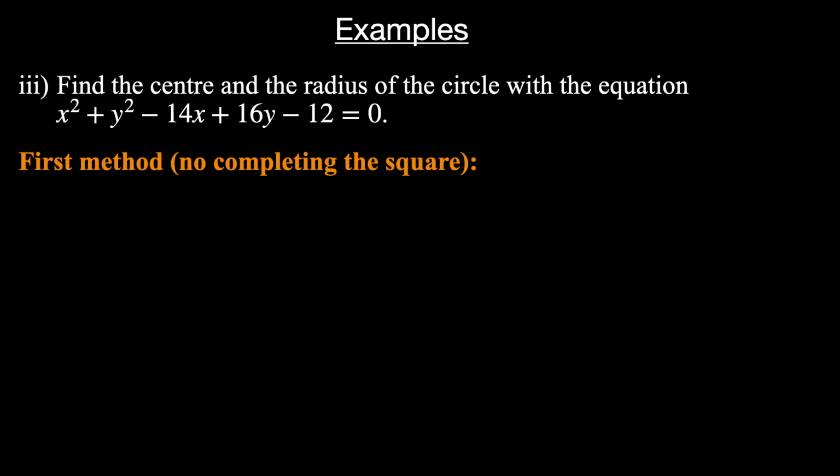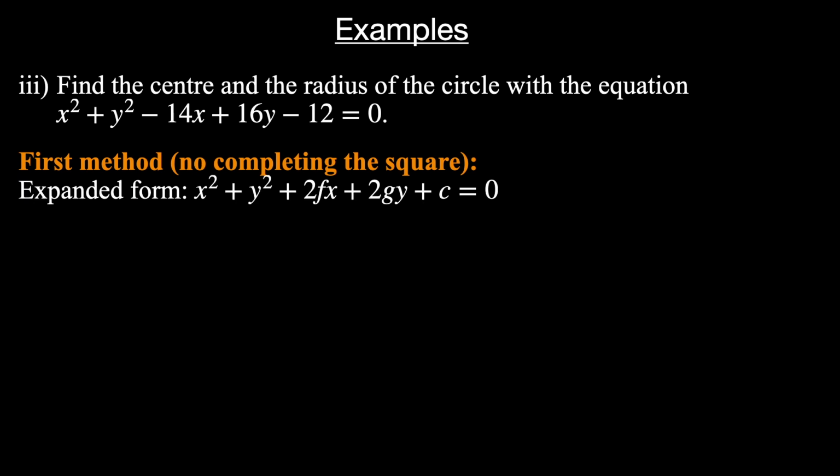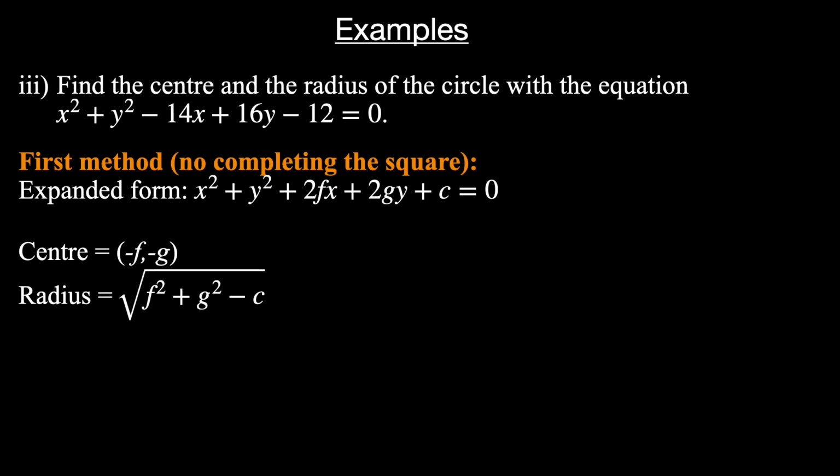So let's write down the expanded form of the equation of a circle. That was x squared plus y squared plus 2fx plus 2gy plus c equal to 0. And remember, when the equation is written in this form, the center is negative f, negative g, and the radius is the square root of f squared plus g squared take c. Okay, so firstly we need to write this equation in this form.